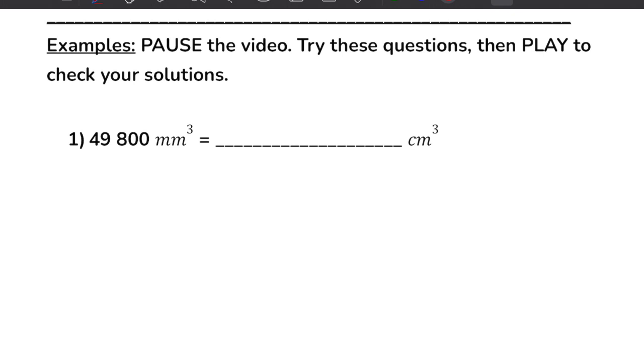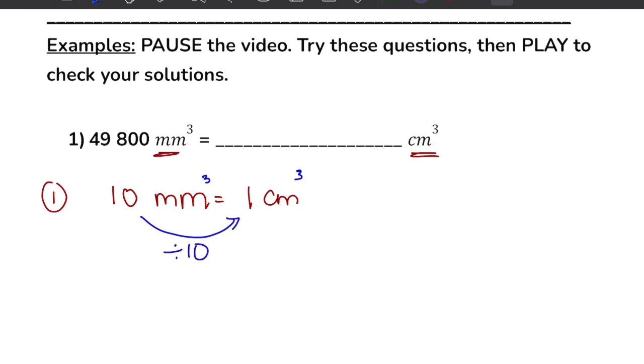All right, so let's start with the first example. We are trying to convert 49,800 millimeters cubed into centimeters cubed. So the first step, everybody, is to figure out what is the relationship between millimeters and centimeters. Okay, from the formula sheet, 10 millimeters is equal to 1 centimeter, and I am lining up my units. Now this is volume, so instead of dividing by 10, I'm dividing by 10 a total of 3 times. So here, to get my final answer, I'm going to divide by 10 a total of 3 times.